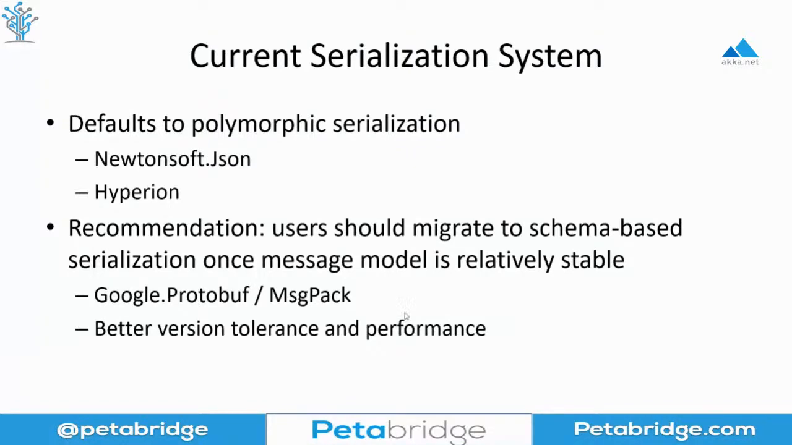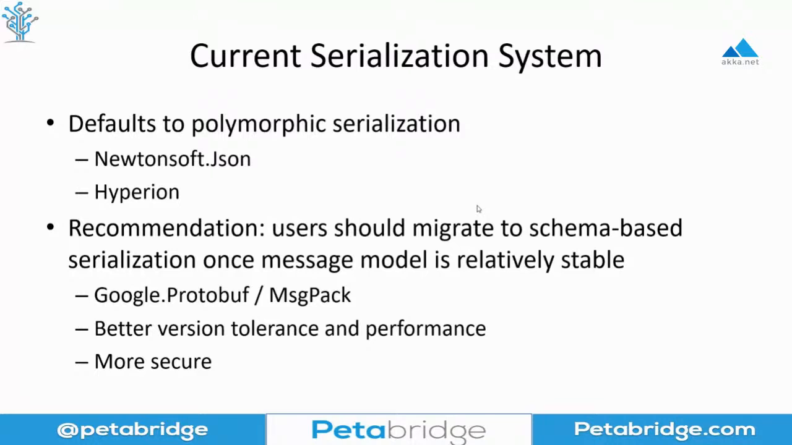The primary reason we recommend this is version tolerance, the ability to make changes to your wire format safely without potentially destabilizing your system, or if you're using Akka.Persistence, without bricking your old data. So the version tolerance piece is actually an important ingredient. On top of that, schema-based serialization doesn't use any metaprogramming, so it tends to be tremendously faster than what polymorphic serialization can do. Finally, schema-based serialization also happens to be significantly more secure than polymorphic serialization is.